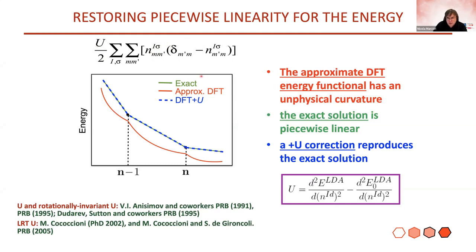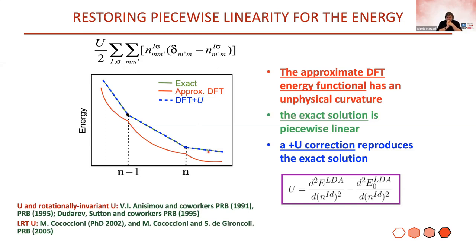So what this is really doing is removing the quadratic dependence as a function of occupation that is present in approximate DFT, and putting instead a linear term, so that the DFT plus Hubbard U aims to match the exact piecewise linear behavior.